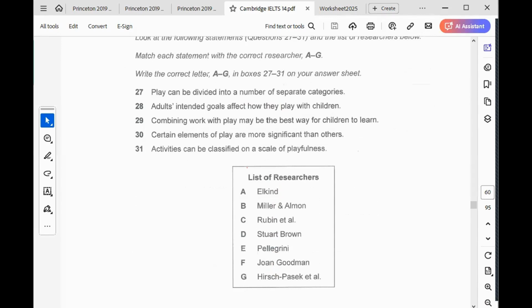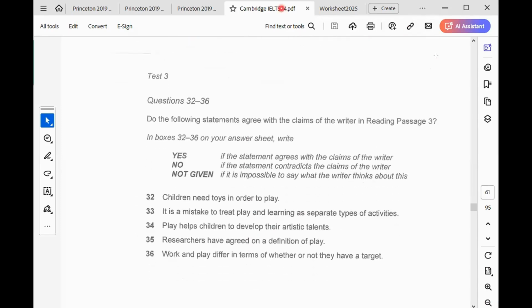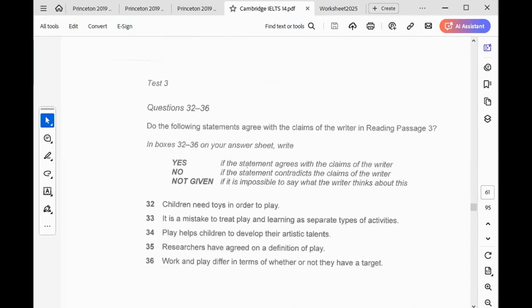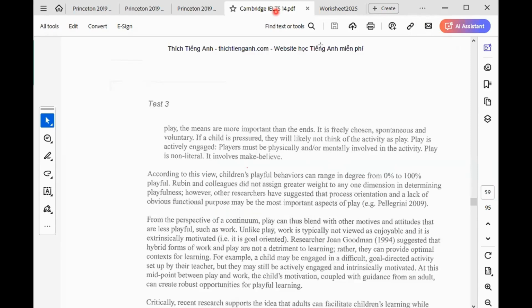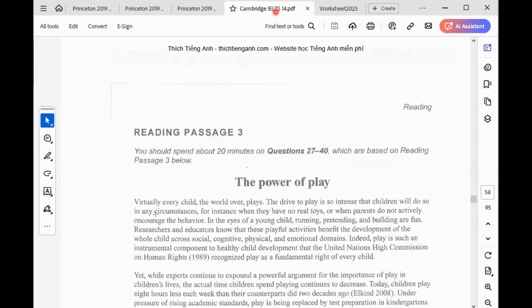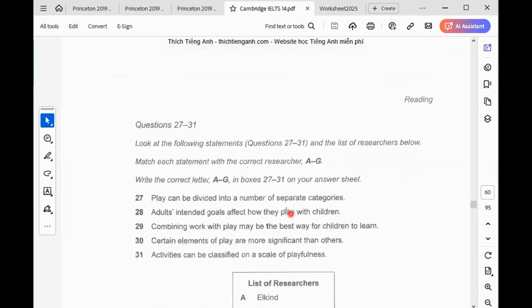Let's solve 32 to 36 now. I think that's the last set of questions. That's yes, no, not given. 32 to 36. So again, we read the statements. We read the statement and highlight keywords. Children need toys in order to play. Do children need toys in order to play? Let's go to the passage. Paragraph A, I can see toys. The drive to play is so intense that children will do so in any circumstance. For instance, when they have no real toys. They don't need toys. That's not true.